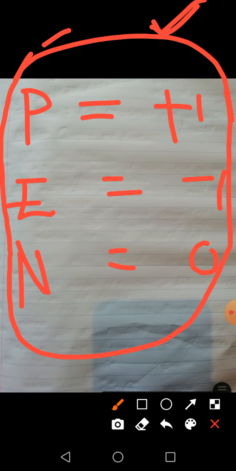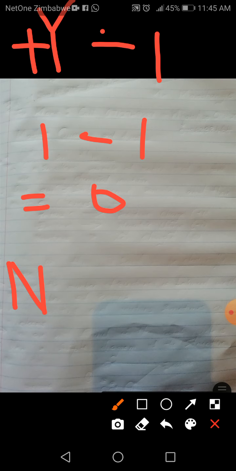The answer is very simple. Because the number of protons, which is +1, is balanced with the number of electrons, which is -1. So if you say 1 minus 1, we get 0, and 0 is the charge for neutrons. That's why an atom is said to be electrically neutral, because the number of protons is balanced with the number of electrons. This is the answer.